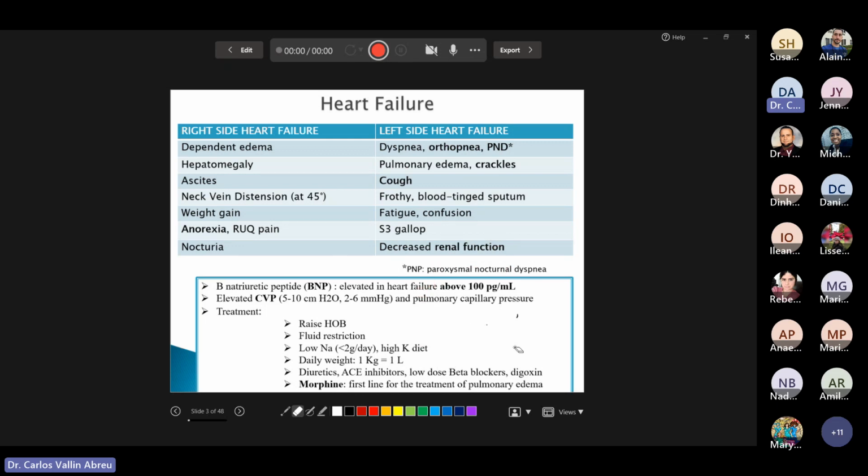Okay, I think I mentioned with you that fatigue and confusion are part of the decreased cardiac output in left heart failure. The decreased urinary output, the decreased renal function, is a manifestation of the decreased cardiac output. Remember that I explained that.